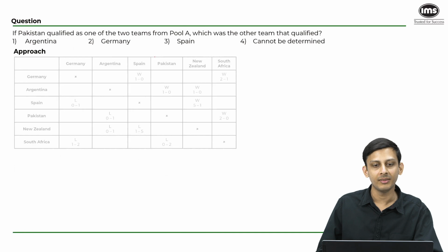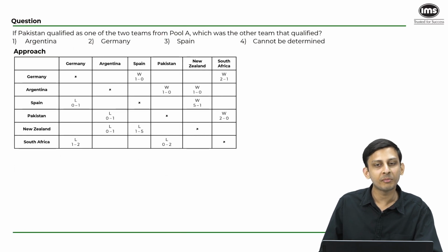Now in the next question, we have to explore further rounds, because it was given that the top two teams will qualify at the end of the 5 rounds. They will go to the semi-finals. So here the question is asking, if Pakistan qualified as one of the two teams from Pool A, which was the other team that qualified. Again, this will be the situation at the end of the 5 rounds, when all the teams have played against all the other teams, where every team has played against every other team exactly once.